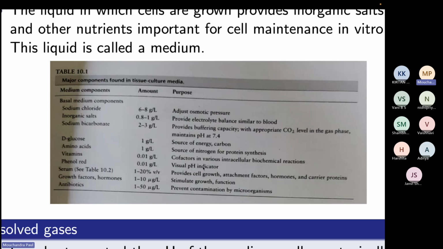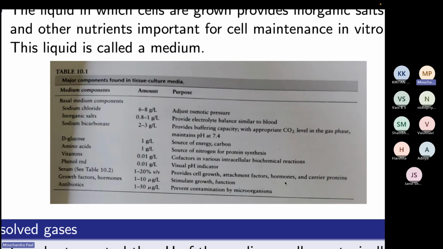Phenol red is basically a pH indicator, where at neutral pH of 7.4 the color is red, and as the medium becomes acidic, it transitions from orange to yellowish. Yellowish means it's completely acidic. In this way you can visually understand what the pH of your medium is. And when you add additional factors like growth factors or hormones or serums or antibiotics, then your media becomes complete.